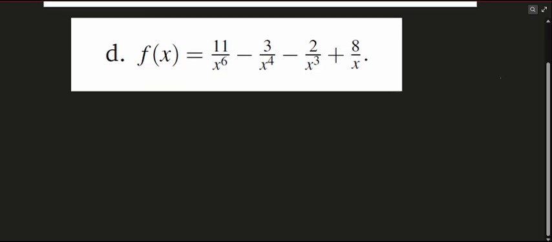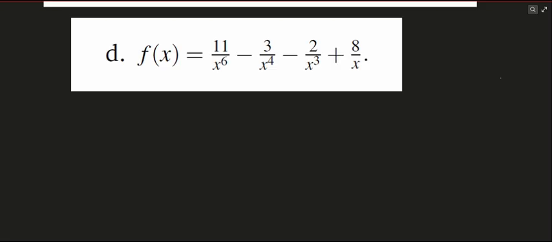F of x is equal to 11 over x to the 6th minus 3 over x to the 4th minus 2 divided by x to the 3rd plus 8 over x. Now, this is basically what you would call a power rule problem, so you definitely want to use the power rule, which is the most convenient of all the rules of derivatives. Definitely don't want to waste the quotient rule, which is the most cumbersome, on each of these 4 little fractions, because the quotient rule is the most tedious, and we're only going to use it when we absolutely have to. There are situations where you have to use it, but this is not one of them.